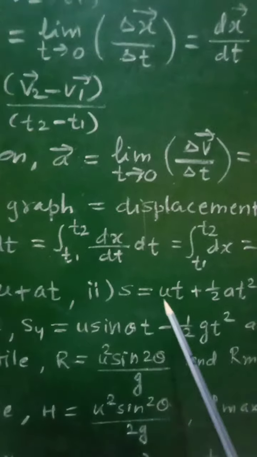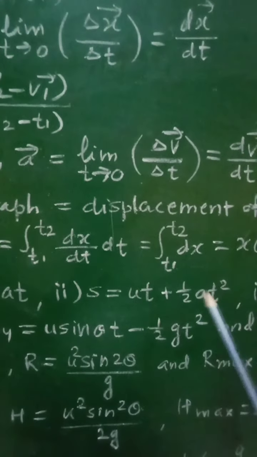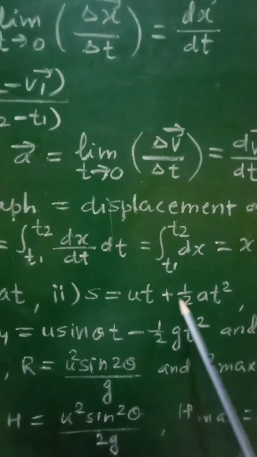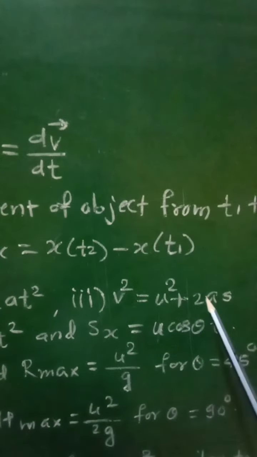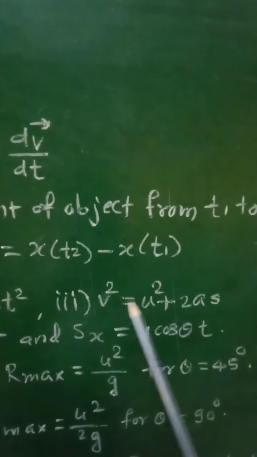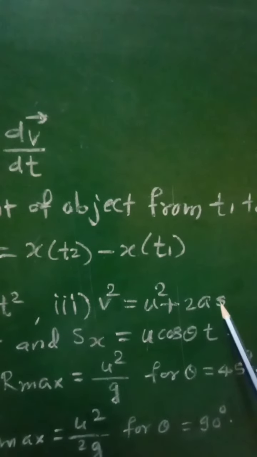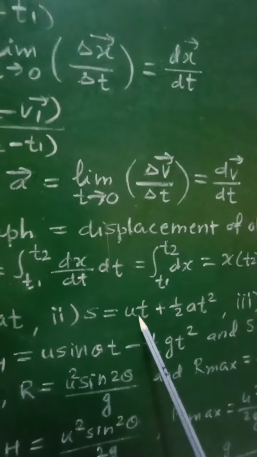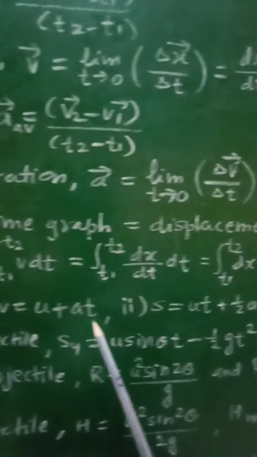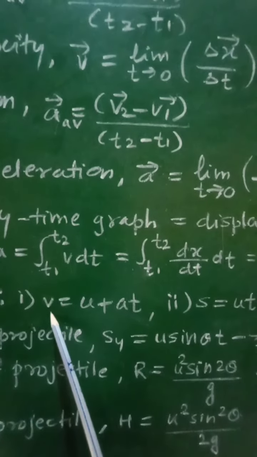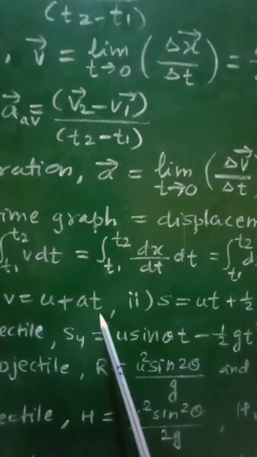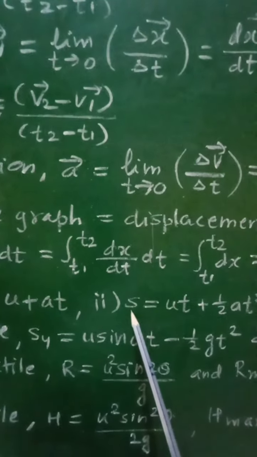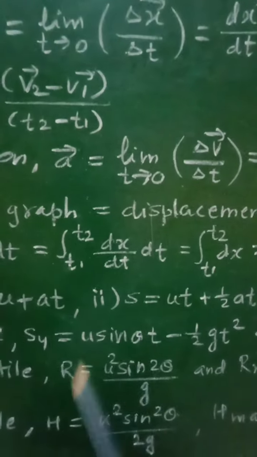Second, s is equal to ut plus half at square. And third is v square equal to u square plus 2as. So in this case, u will represent initial velocity, then this v will represent final velocity, a is the acceleration of the body, t is the time interval, and s will be the displacement of that body.